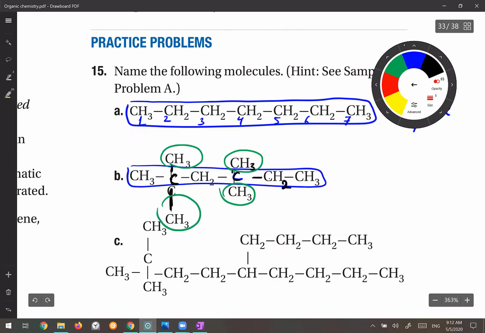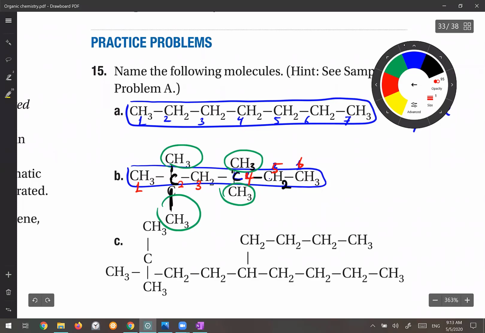I have to number the hydrocarbon. If I number it from the left side, it becomes 1, 2, and the branches are in position 2. If I number it from the right side, this is carbon number 1, this is carbon number 2, and the branches are on carbon number 3. So that's why I number it from the left side, because the first branch receives a smaller number. So it becomes 1, 2, this is 3, this is carbon number 4, this one is carbon number 5, and this one is carbon number 6.